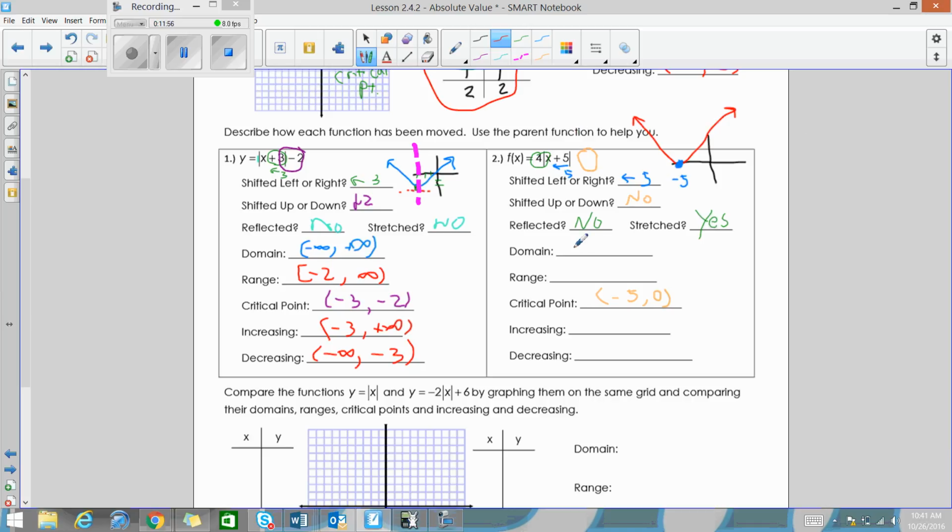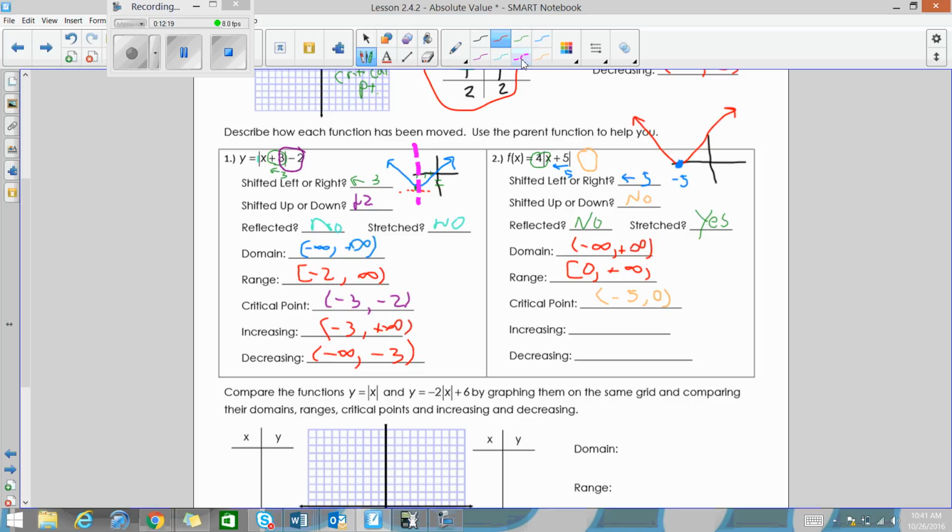So, domain, sweet. It's absolute value, so it's -infinity to positive infinity because it goes all the way left, all the way right. Our range, because we're still on the x-axis, it didn't get shifted up or down. Our range is from 0, always start at your lowest, to positive infinity.